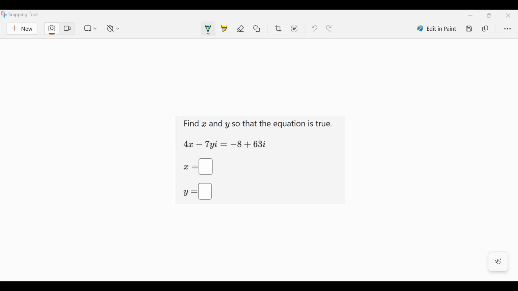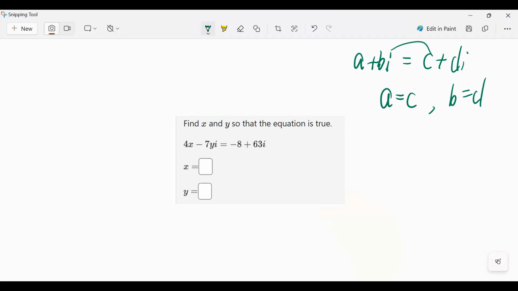All right, so let's look at a solution. For two complex numbers to be equal to each other, a plus bi equals c plus di, then a must be equal to c, and b must be equal to d, including the sign. So that's the guiding principle. To get the value of each one of the numbers here, 4x must be -8. That's the real part. And the other one is -7y must be equal to 63, positive, right? I should take the coefficient in front of i. You can omit the i.